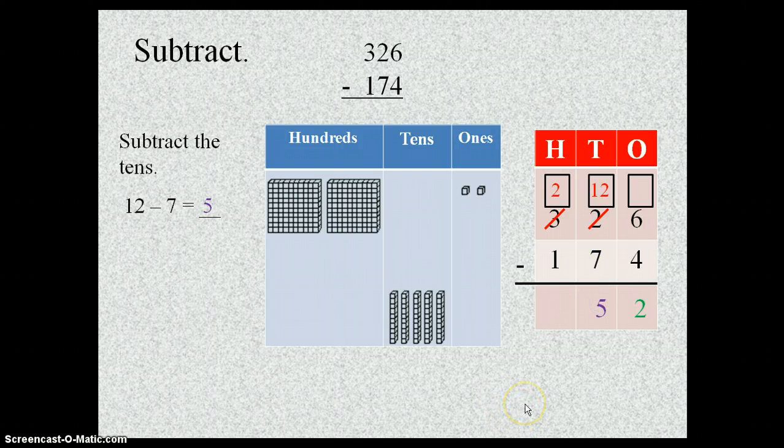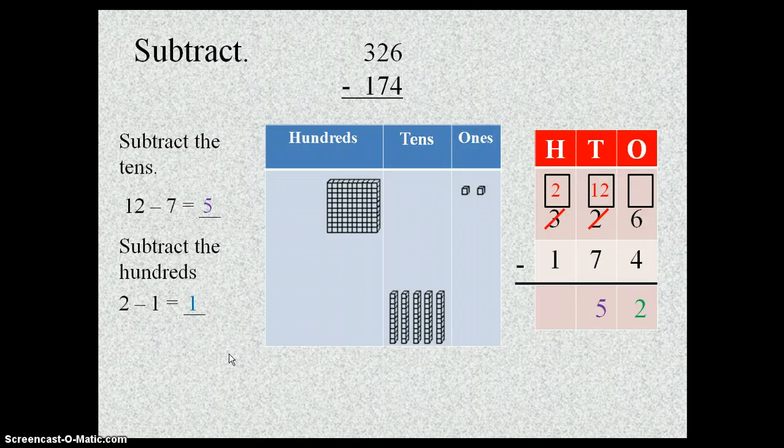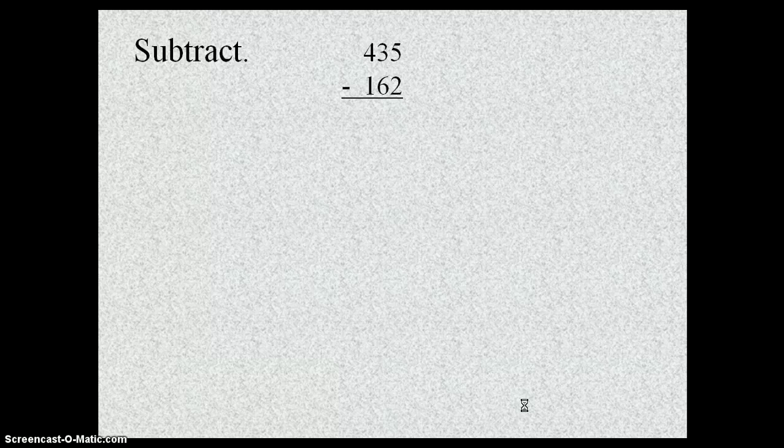Then, just as our steps at school say, we don't have to repeat. We're just going to go and subtract our hundreds. So 200 minus 100 is going to be 100. We'll put it there. So our difference, remember difference means the answer to a subtraction problem, is 152.